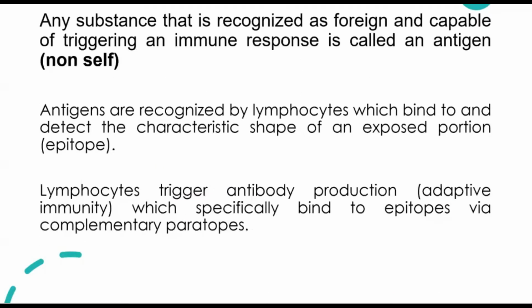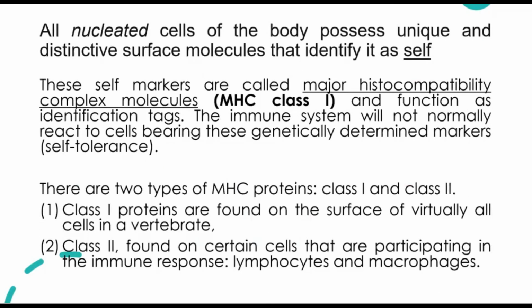So moving on, we're focusing on the self part. All nucleated cells in the body possess unique and distinctive surface molecules which identify them as self. One self marker is the MHC, or the major histocompatibility complex molecule. They function as identification tags. So the immune system will not normally react to cells bearing these genetically determined markers, which is self-tolerance.